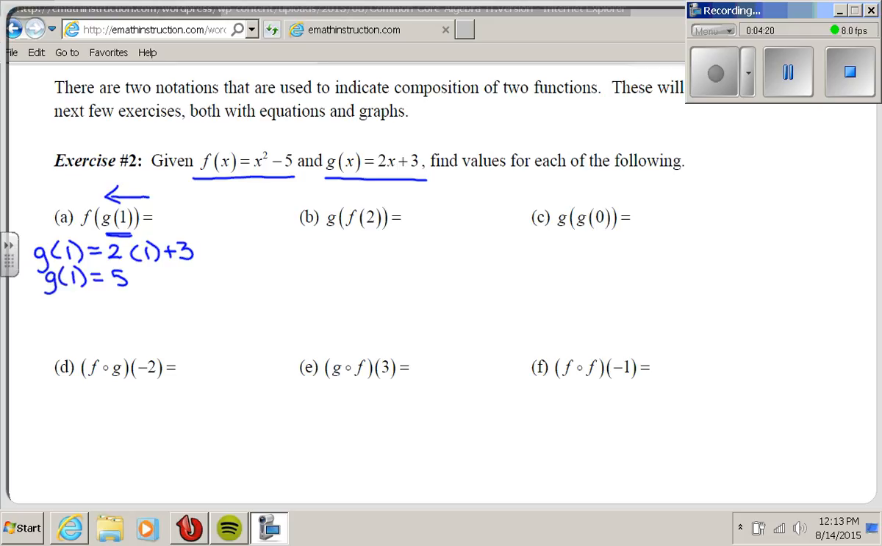That's the output. The output now gets used as the input for the next function, which in my case, since I'm moving right to left, is f. So we're going to be doing f of 5. Again, substitution.